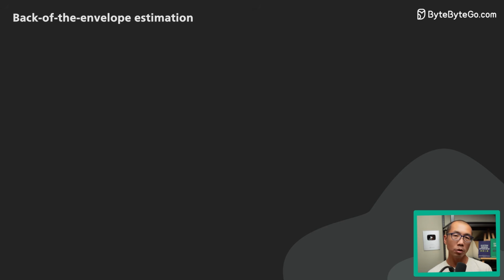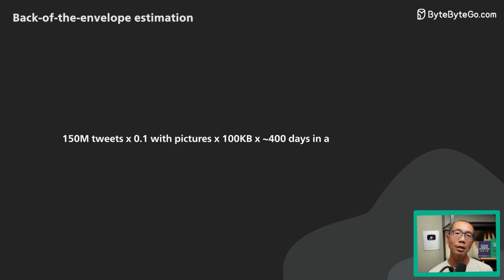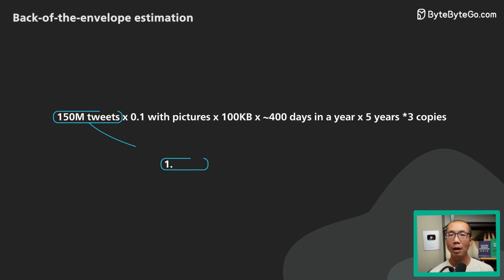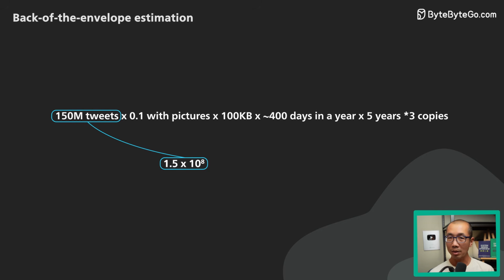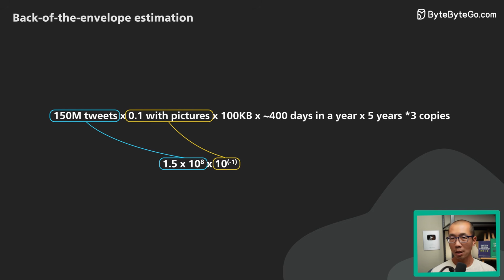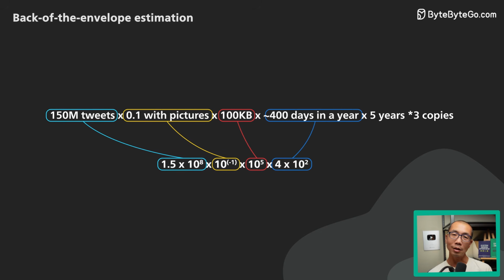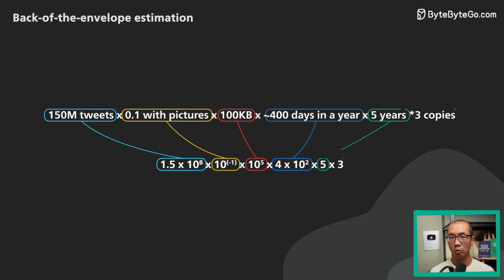For storing pictures, we have the following. We have 150 million tweets times 1 in 10 tweets with pictures times 100 kilobytes per picture times 400 days in a year times 5 years times 3 copies. So that turns into 1.5 times 10 to the 8th times 10 to the minus 1 times 10 to the 5th times 4 times 10 to the 2nd times 5 times 3.